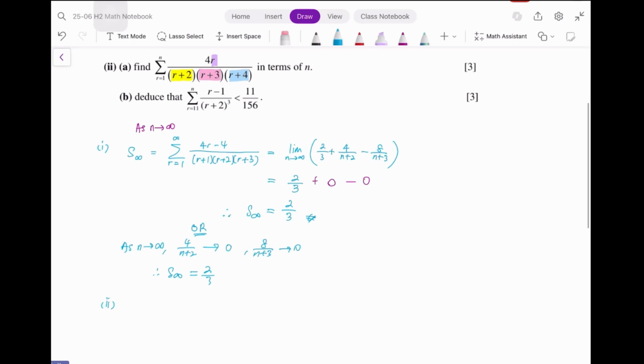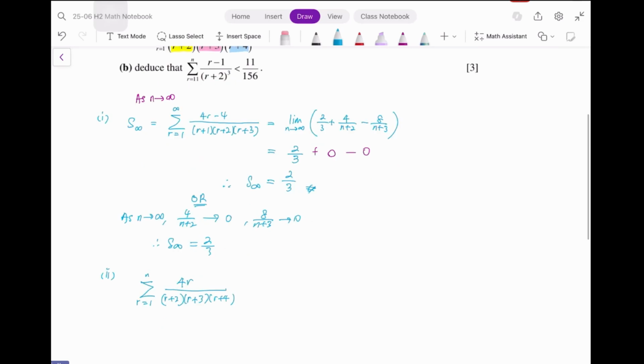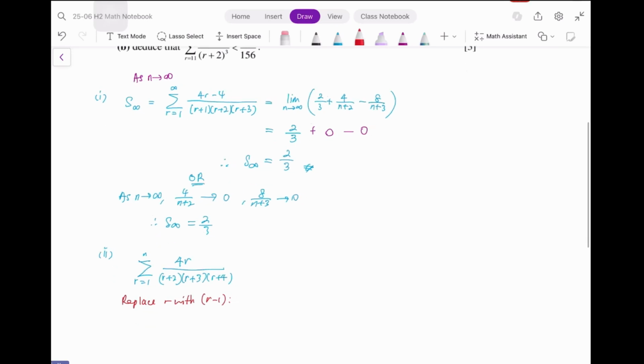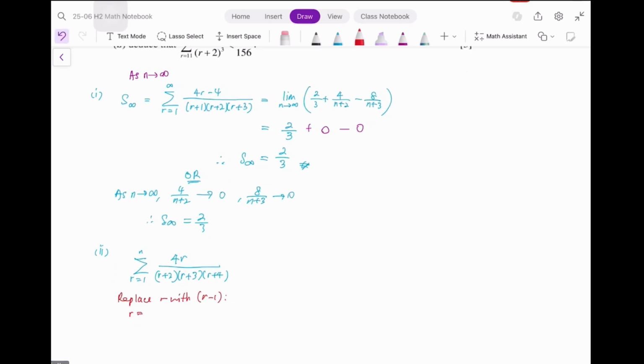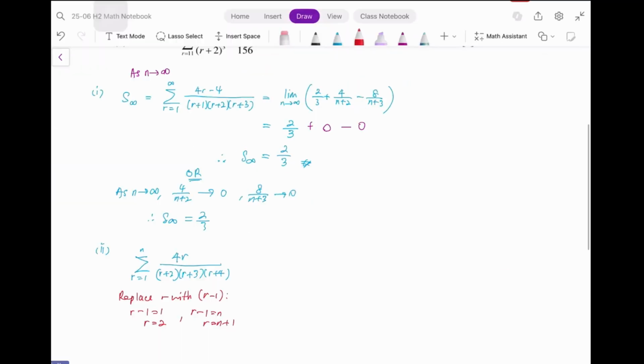Okay, so for part 2, let me write down this thing first. Sum for r from 1 to n of 4r over (r plus 2)(r plus 3)(r plus 4). So the technique is to replace r with r minus 1. Here r minus 1 equals 1, so r equals 2. The second one, r minus 1 equals n, so r will be equal to n plus 1. And because of that, change the expression.